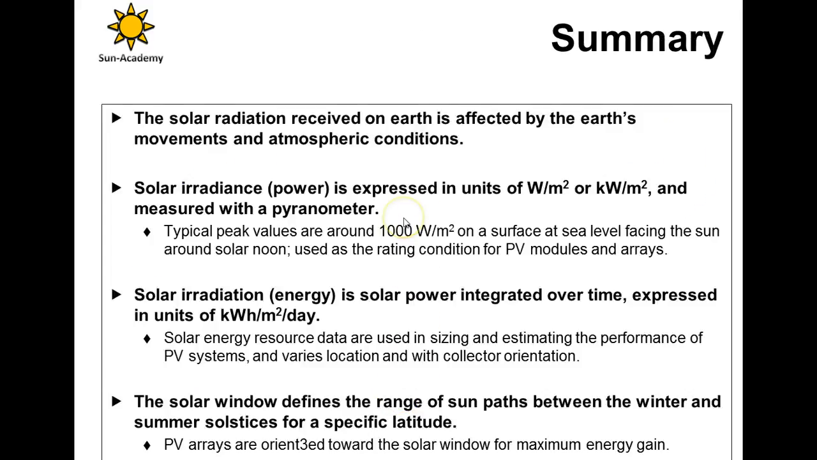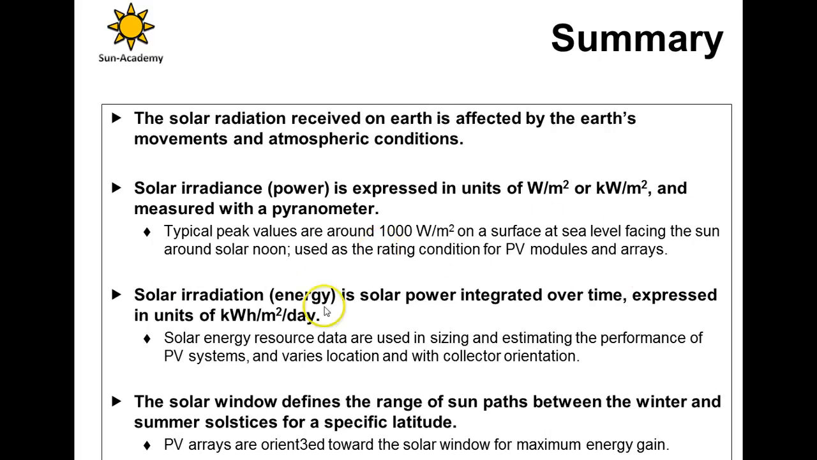In summary, the solar radiation received on Earth is affected by the Earth's movements and the atmospheric conditions. Solar irradiance power is expressed in units of watts per meter squared or kilowatts per meter squared and is measured with a pyranometer. Typical peak values are around 1000 watts per meter squared at sea level facing the sun around solar noon, used as the rating condition for PV modules and arrays.